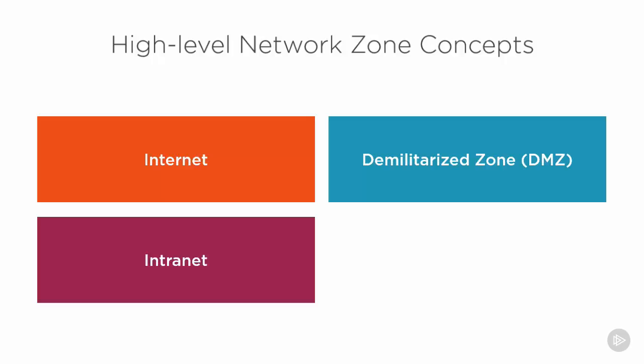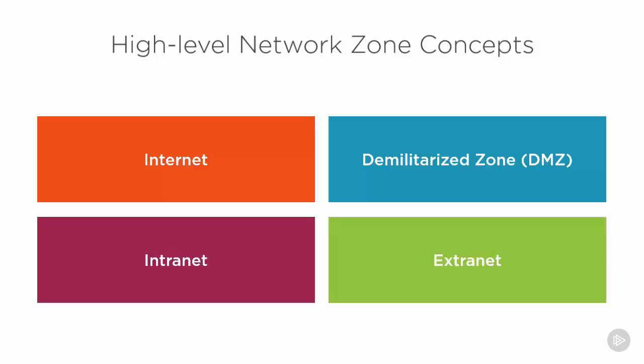The last zone we'll discuss is the extranet zone. An extranet is a special network zone that an organization has, typically within the overall DMZ, which is used for connectivity with third parties such as vendors and other business partners.